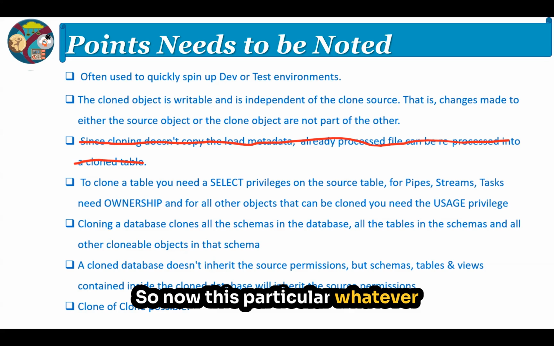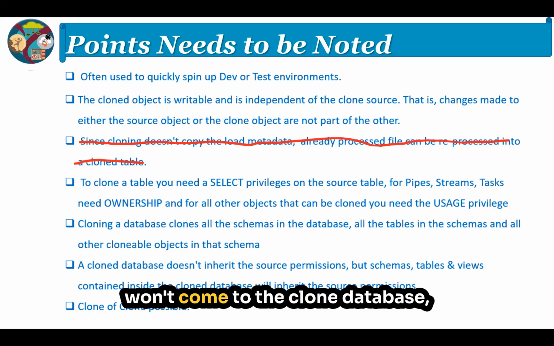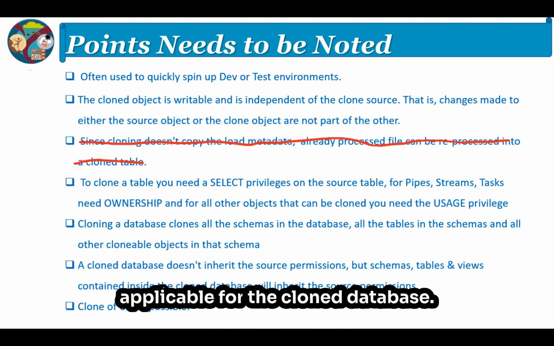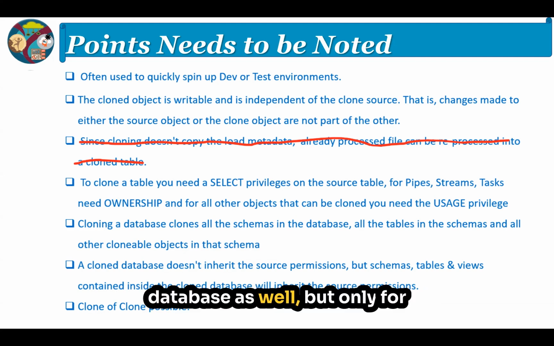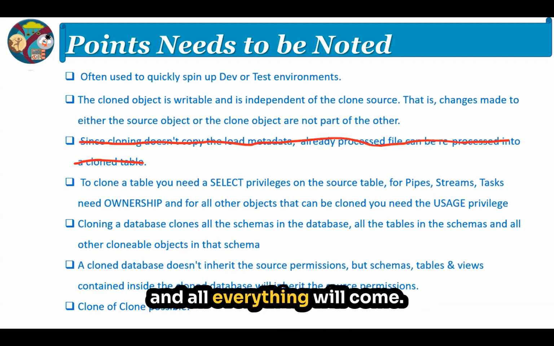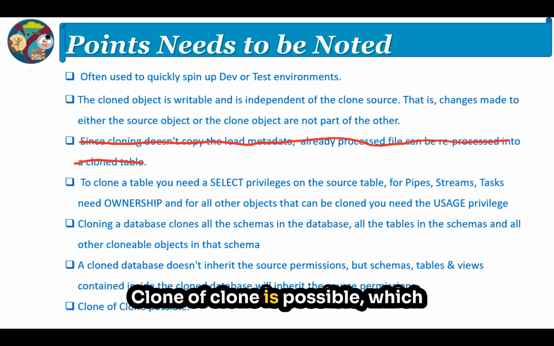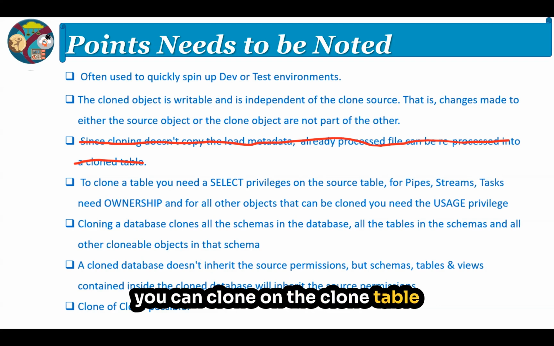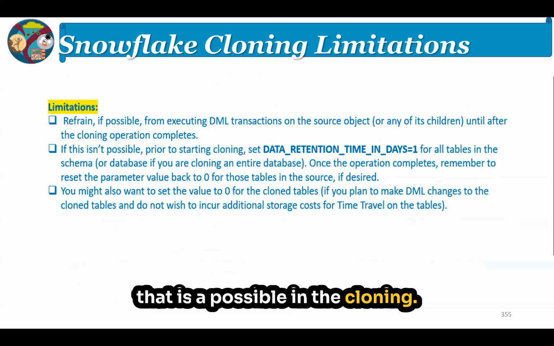Whatever permissions I have granted to that particular database, those permissions by default won't come to the cloned database. But inside the schemas and tables, whatever grants already exist, the same grants will be applicable for the cloned database as well. Only for that particular database, the source privileges won't come, but the remaining schemas and everything will come. Clone of clone is possible, which means once the table is cloned, you can still clone the cloned table. That is possible in cloning.